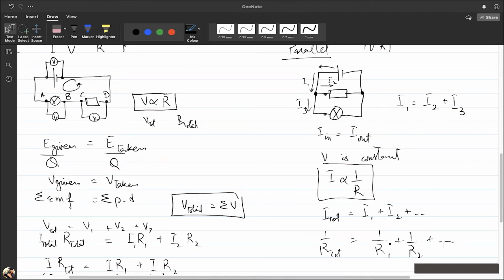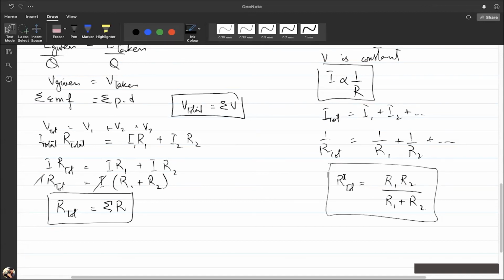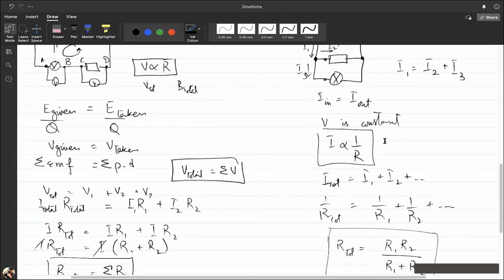Inversely related. Acha, if you have just two components, then you can say that R total is R1 R2 over R1 plus R2. That's a shortcut you can use whenever you have two components in a circuit. But if you have more than two, then you just remember that I is inversely related to 1 over R. So you add up all the 1 over R's and you will get the total resistance.